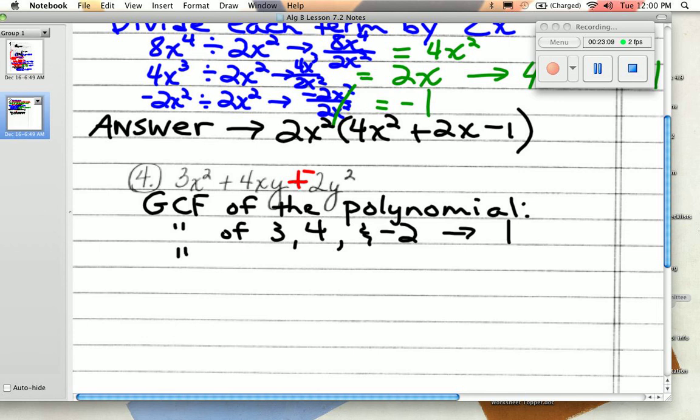Now we're finding the GCF of x squared, xy, and y squared. Couldn't you just find the GCF of x squared and x, and then y and y squared? No. All 3 of them have to work together. Are they like terms? No. It's 1, isn't it?